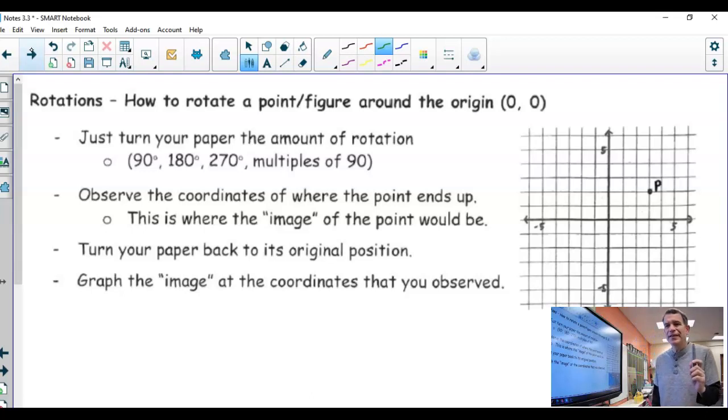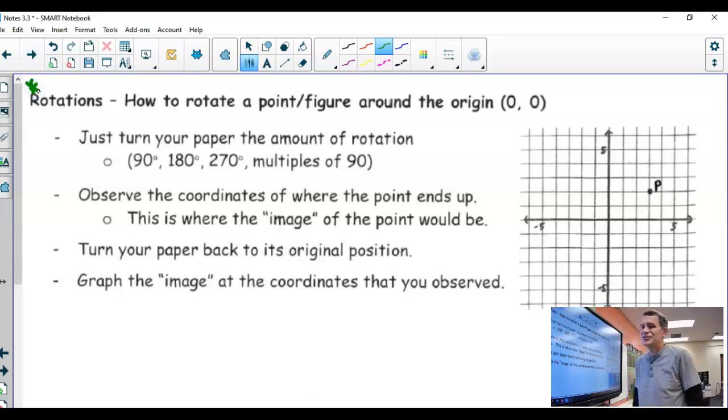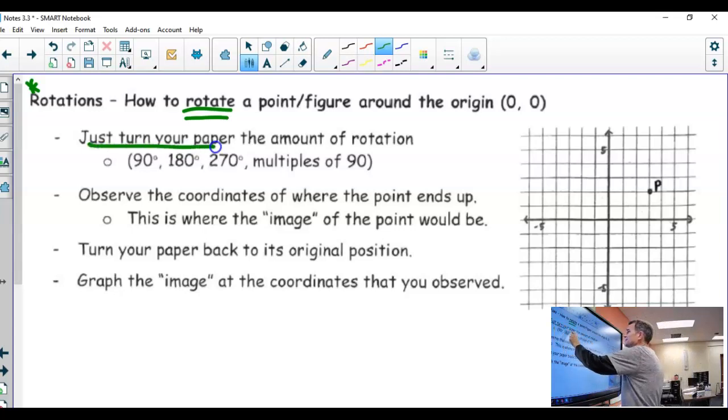Now we need a couple things of background information. Our first background information is rotations. It occurred to me that I'm not sure how good we are at rotations, so I wanted to review them from Math 8 here briefly. Do we know how to rotate a point or a figure around the origin? So this is how I taught my Math 8 class to do it. I say just turn your paper, right? The amount of the rotation.